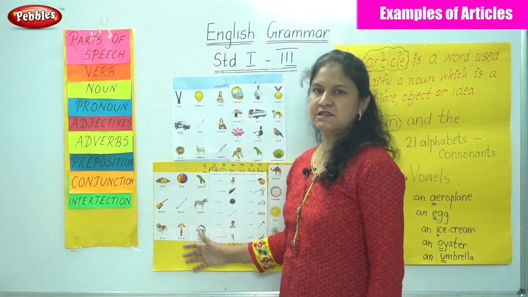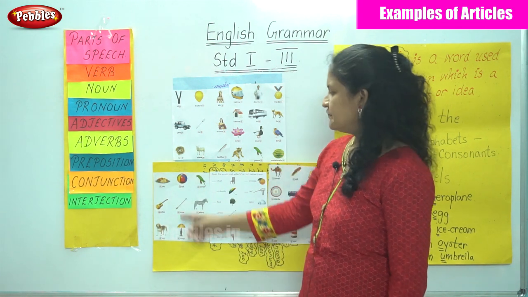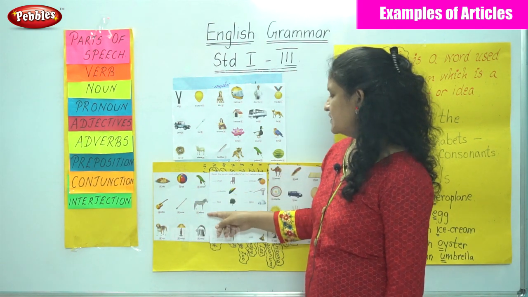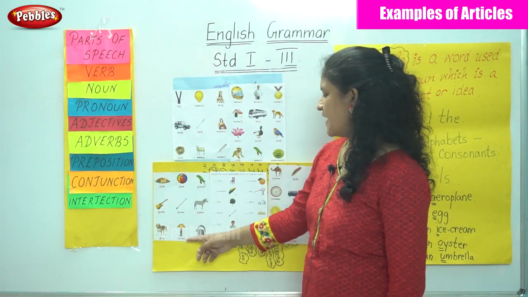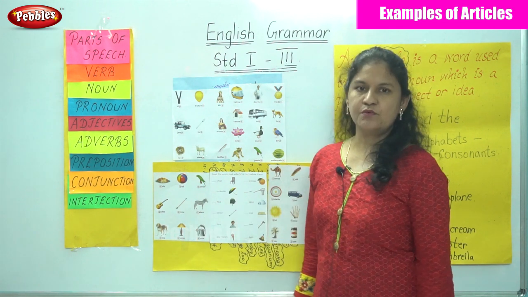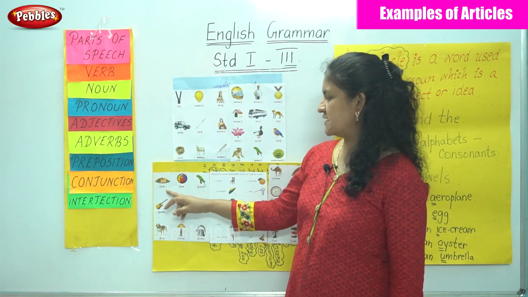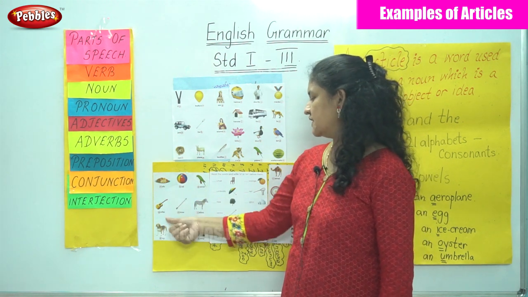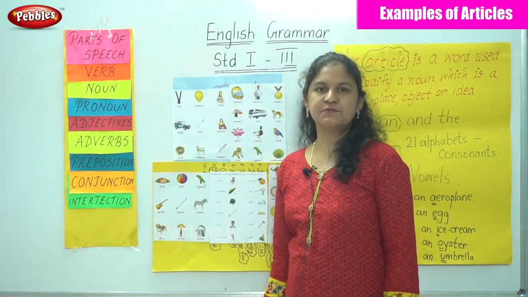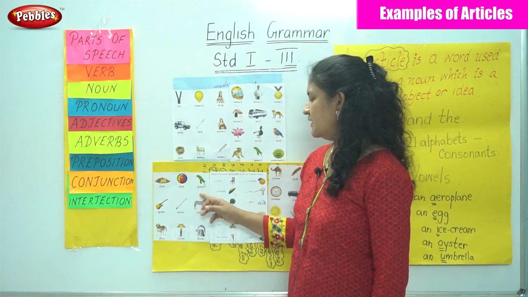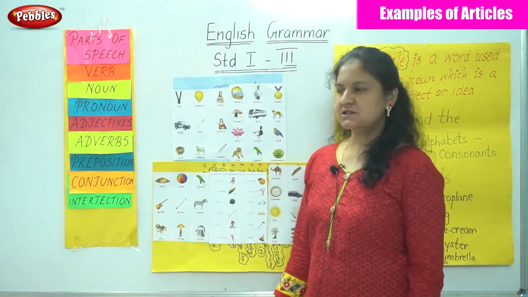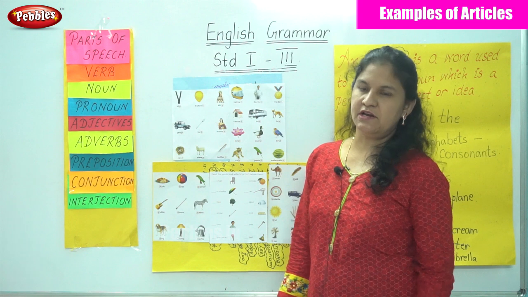Then we have words that begin with the consonants: nuts, ball, parrot, guitar, zebra, dog, lamp, kettle. These words begin with a consonant, but arrow begins with a vowel. So the words nuts, ball, parrot, guitar, zebra, dog, lamp, kettle all begin with the consonants N, B, P, G, Z, D, L, K, and the word arrow begins with the vowel A.